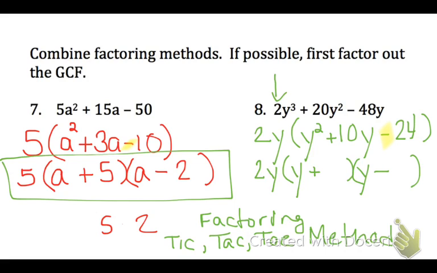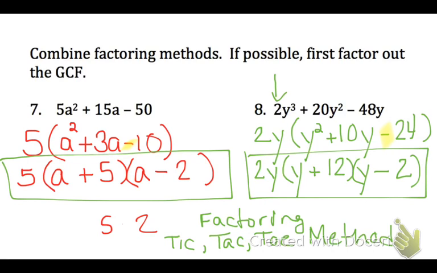So I need factors of 24. And I'm going to think about, well, whose difference would be positive 10. So I'm thinking 12 and 2. Positive 12 and negative 2. And there we go. You can take the time to FOIL it back together to make sure that it works.